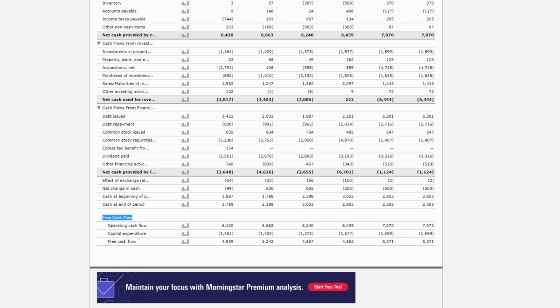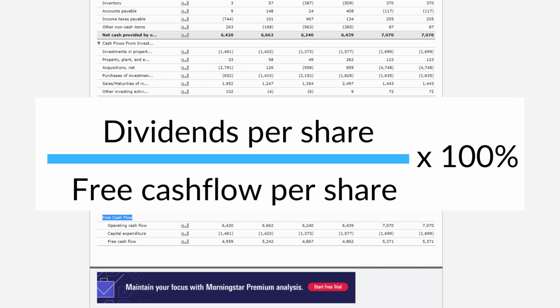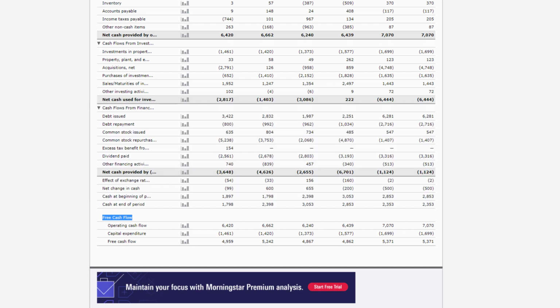So in order to measure the safety of the dividends, we can calculate the free cash flow payout ratio by dividing the dividends by the free cash flow. In the case of 3M, that comes out as 3.3 billion divided by 5.3 billion times 100%, which is 62%.